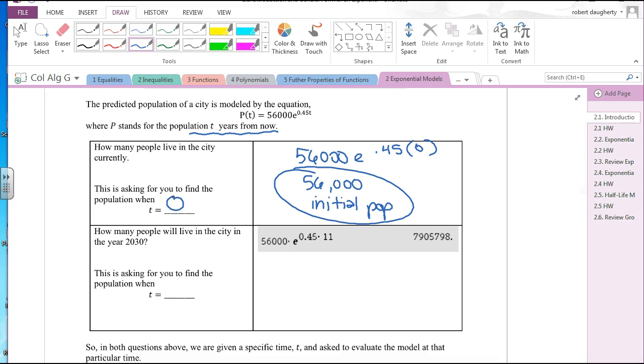Now, how many people will live in this city in the year 2030? Right, so how many years from now is 2030? So 2030, what is the current year? Yeah, 2030 minus 2019 is 11. So 11 years from now, how many people live in this city? All you have to do is plug in 11 into which variable? T. So it's 56,000 e to the 0.45 times 11.